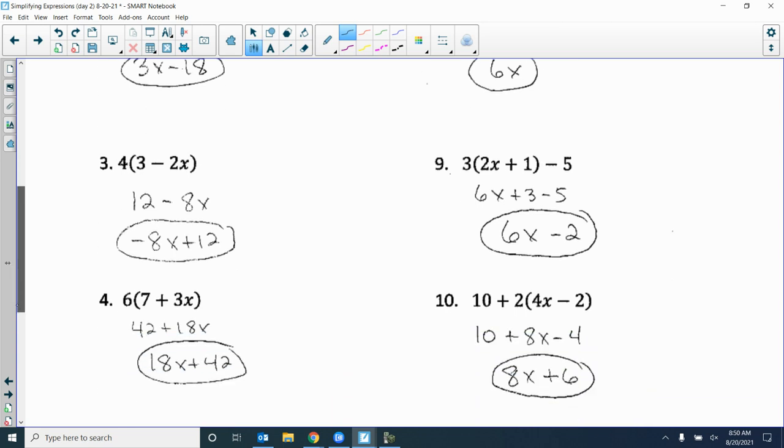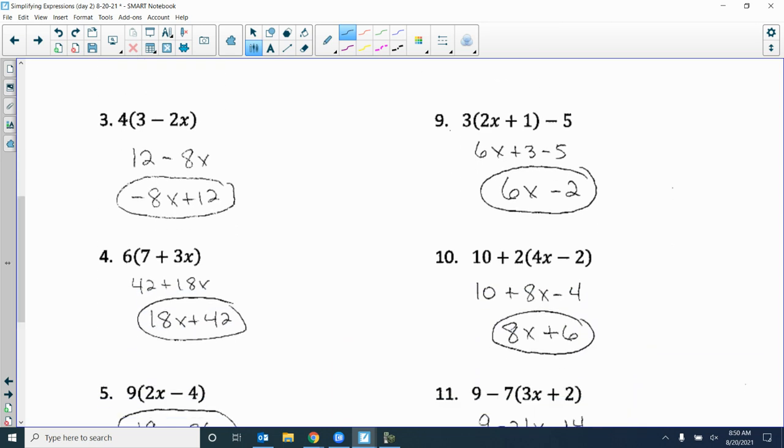Okay. So I'll go back up to the other ones. But 4, 6 times 7 is 42. 6 times 3x is 18x. I'm going to reorder it as 18x plus 42. If you didn't have that on your paper, go ahead and reorder that. So just get in the mental mind frame of always writing the x part first. And that's just for the final answer.